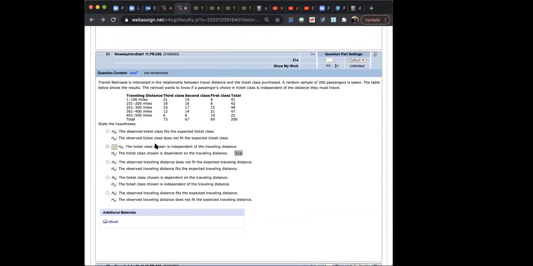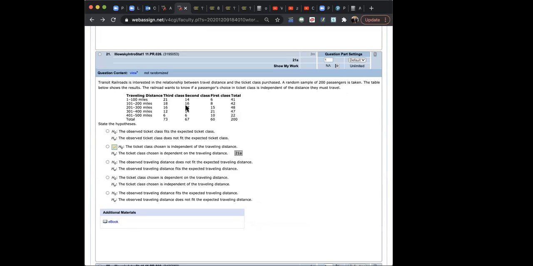The next problem states, Transit Railroads is interested in the relationship between travel distance and the ticket class purchased. A random sample of 200 passengers is taken. The table below shows the results. The railroad wants to know if a passenger's choice in ticket class is independent of the distance they must travel.